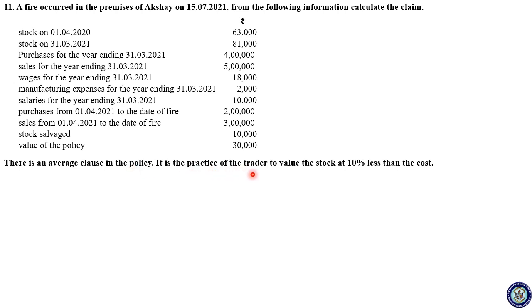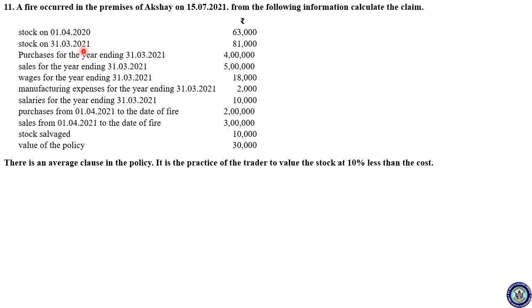It is the practice of the trader to value the stock at 10% less than the cost. Means both opening as well as closing they were valuing at 90%. Okay. So here you see the information. Stock is given, that is of previous year, 1/4/2020. Stock on 31/3/2021, that is the closing date. Okay. Don't get confused with this. See, the opening date is 1/4/2020. Then what is the closing date? That is 31st March 2021. That is the closing stock. Purchases for the year ending means previous year, not the current year. Though it is 2021, you have to see the opening date.